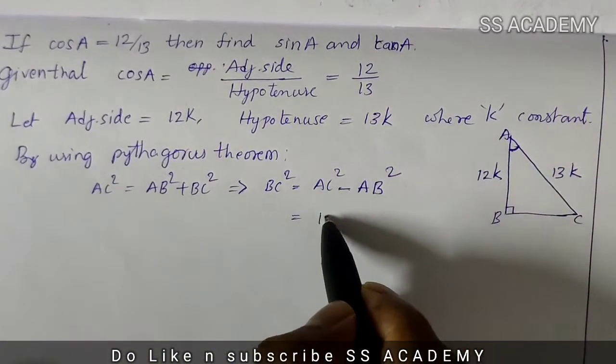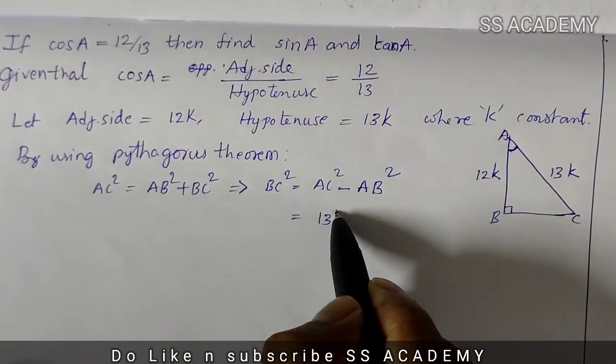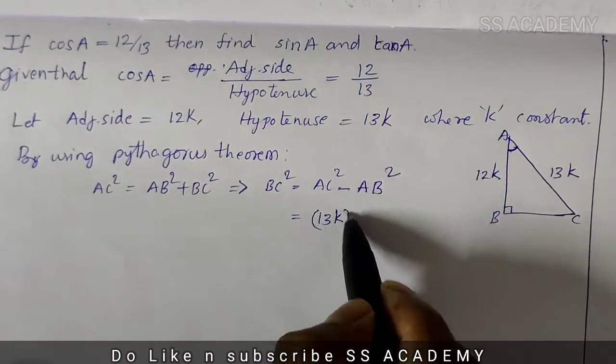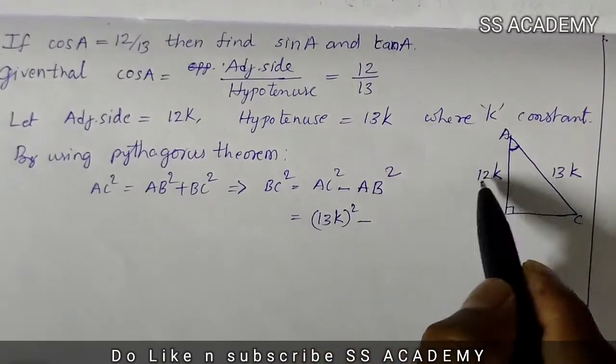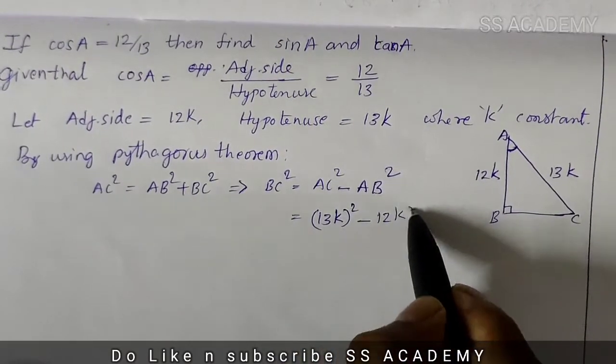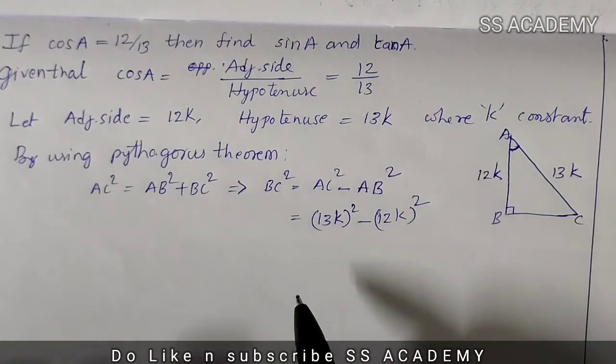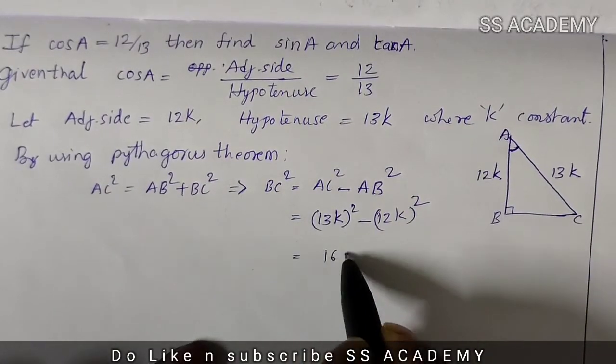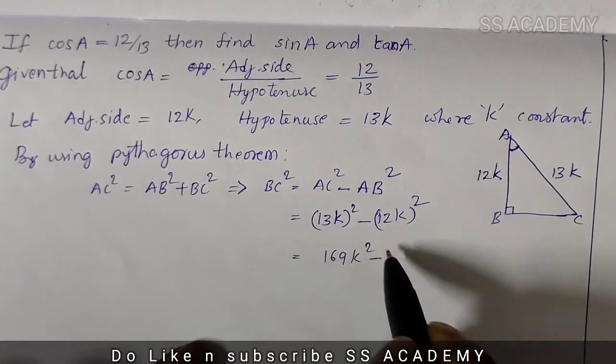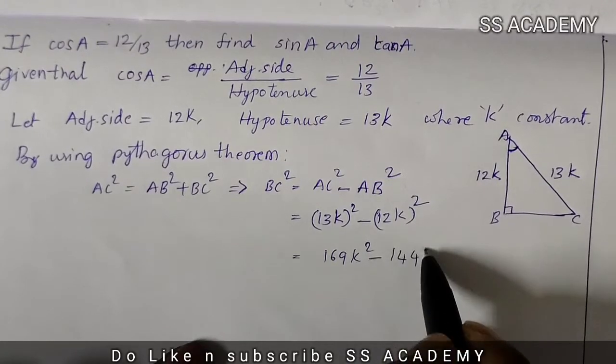AC means 13K, so AC square is 13K whole square. AB means 12K, so AB square means 12K whole square. That implies 169K square minus 144K square.